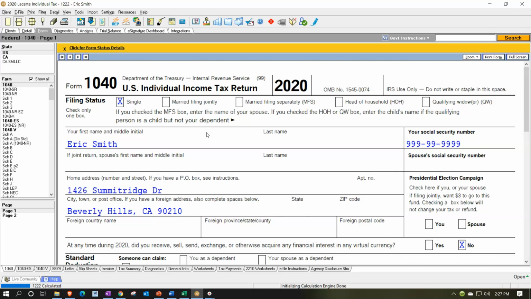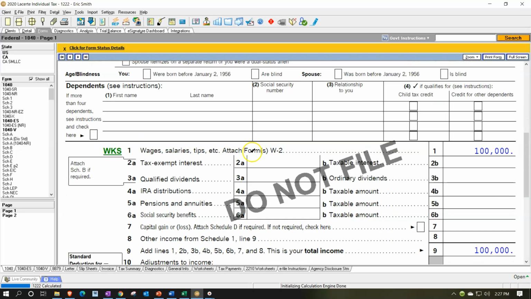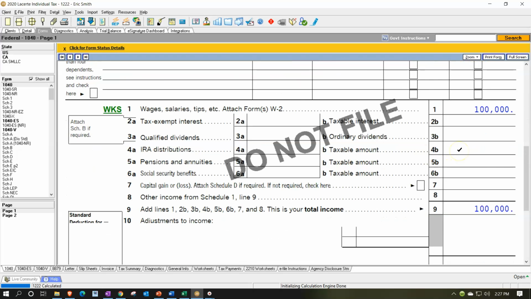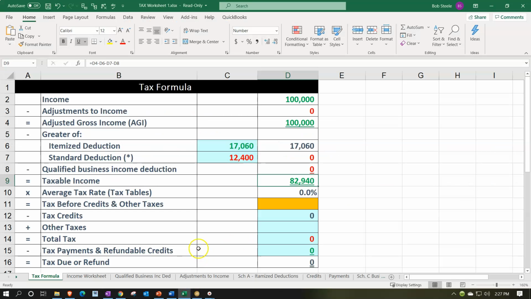This is going to be our starting scenario. We have a single taxpayer, Eric Smith, living in Beverly Hills, 90210, 100,000 of income, 12,400 standard deduction to get us on down to the taxable income of 87,600. Seeing this on the Excel worksheet, we now have the same layout: the income, the standard deduction because it is now greater than the itemized deduction, and that gives us down to the taxable income of 87,600.